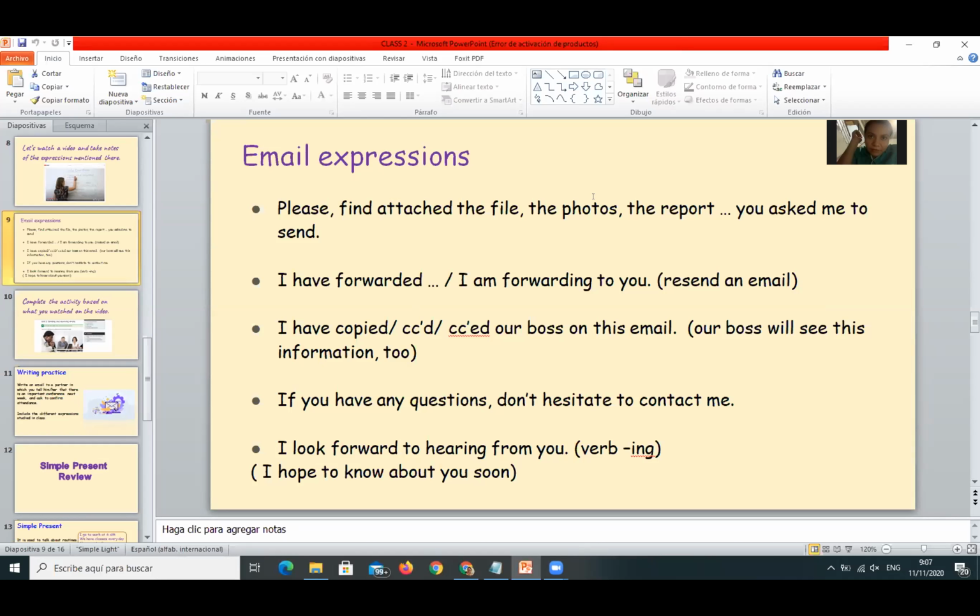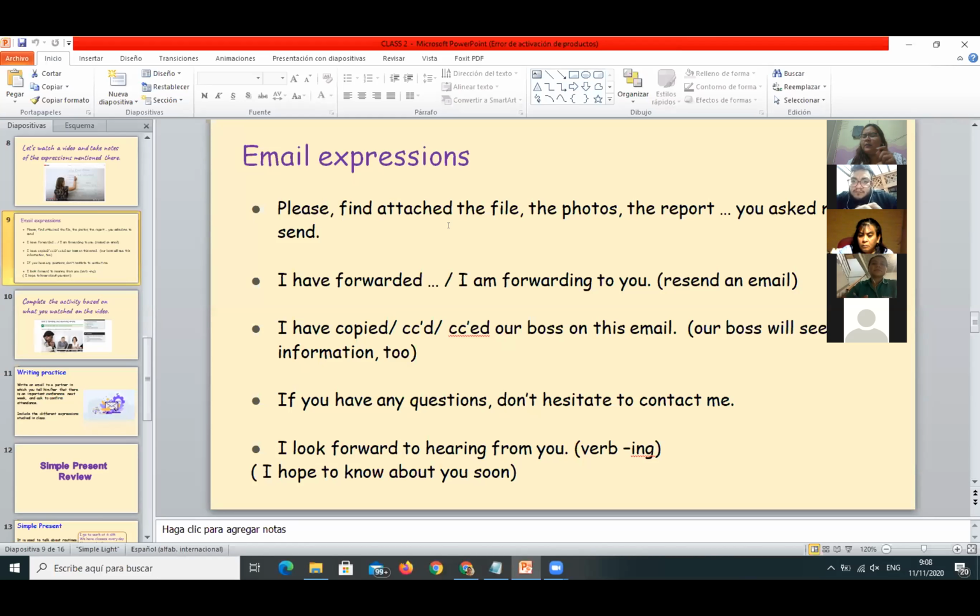You ask me to send. Good, good, good. So please find attached, right? Then after the word attached, you are going to write what you have for that person. Is that a file? Is that a Word document? Is that a letter, photos, a report? What is that extra information that we have in the email? So you can write this over there. Please find attached, and then you write the name of that thing that you have extra, right?